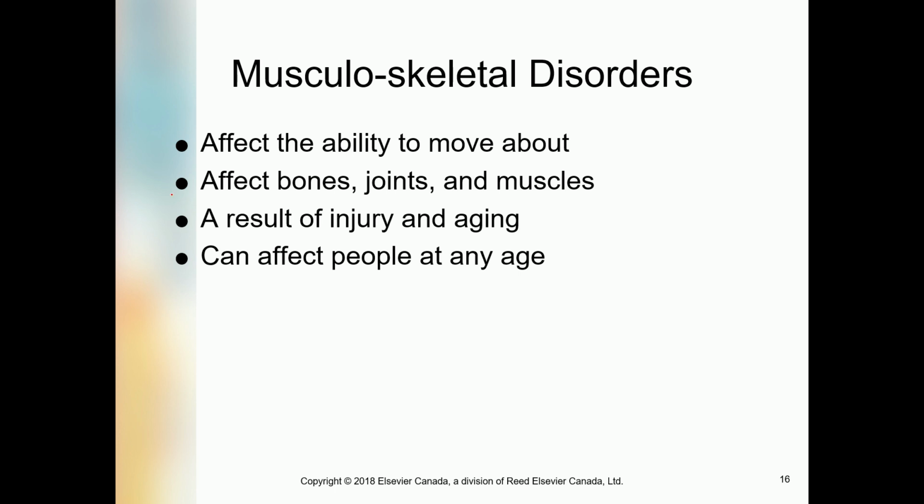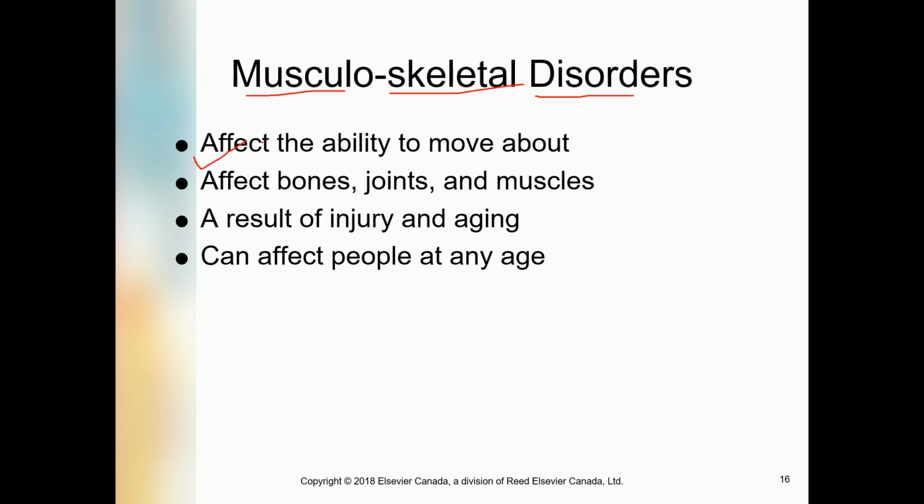Now we are going to another system of our body, which is called the musculoskeletal disorders, the disorders of the muscle and bone. It affects the ability to move about. Muscle and skeletal bones are joined together by the cartilage and ligament. They allow us movement. When there is a disorder at that level, it definitely affects the ability to move.